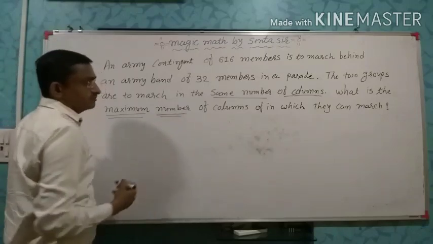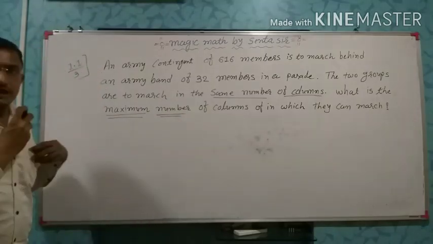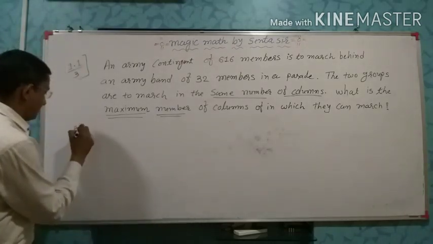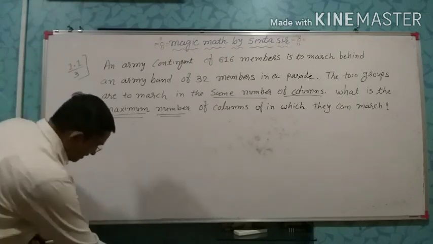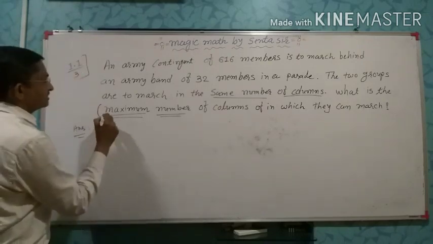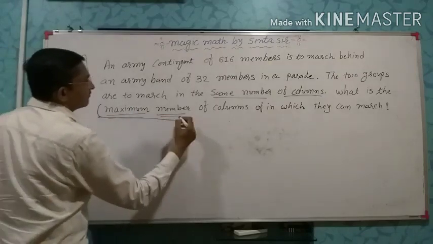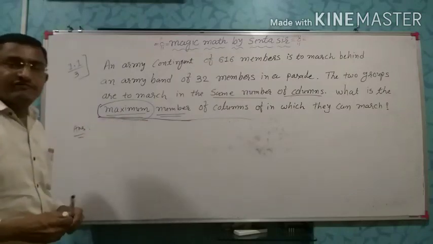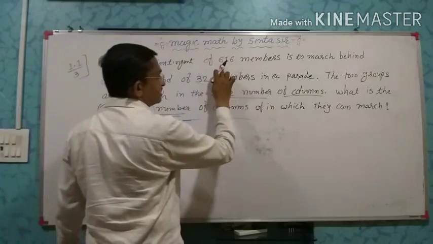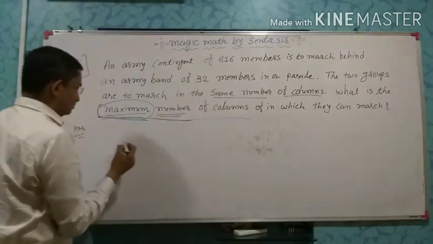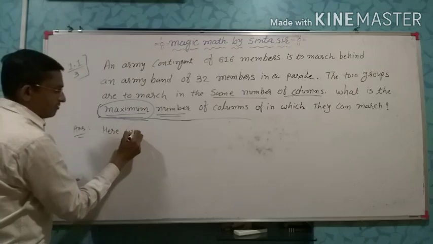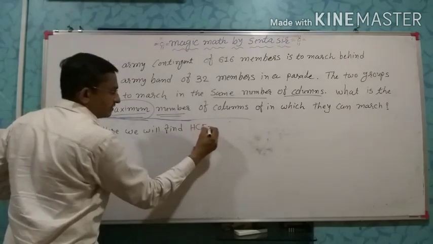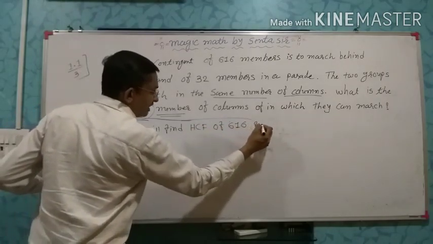Maximum number of columns we can find. Friends, here the keyword is maximum number of columns. Keyword is maximum. Here we find the HCF of 616 and 32.